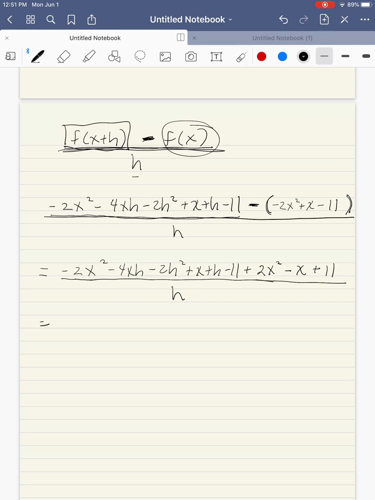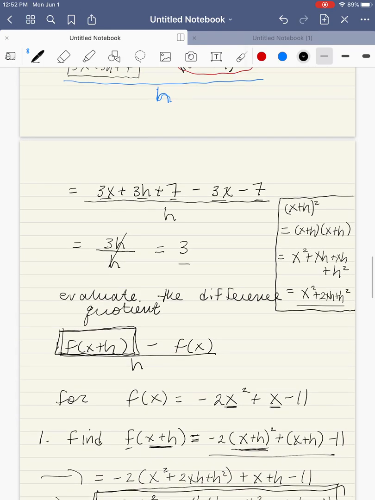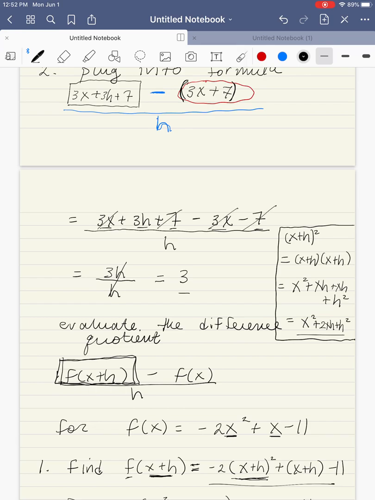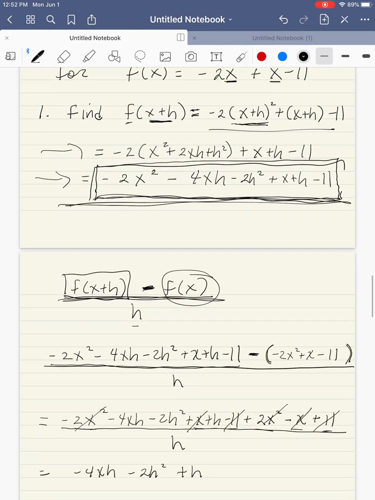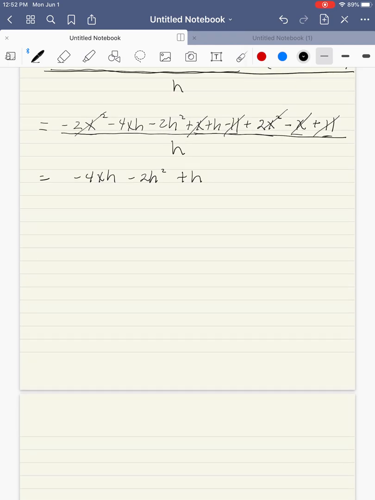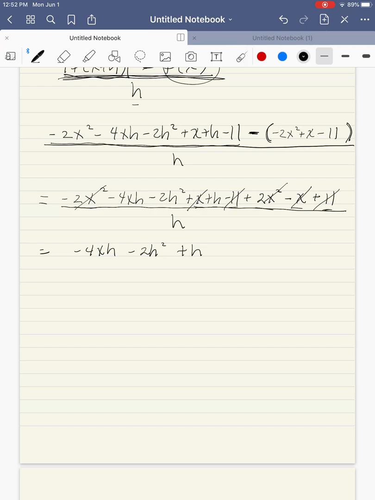All right, so we see minus 2x squared plus 2x squared cancels. Minus 4xh doesn't have anything to combine with. Minus 2h squared doesn't have anything to combine with. Plus x minus x cancels. Plus h doesn't have anything to combine with. And then minus 11 plus 11 cancels. And notice that every single term in f of x canceled. That's the same thing that happened on our previous example. Every single term in f of x canceled. And that will happen every time that you do a difference quotient. So every single term in f of x will cancel, and every single term that you are left with, we still have over h, is going to have an h in it.